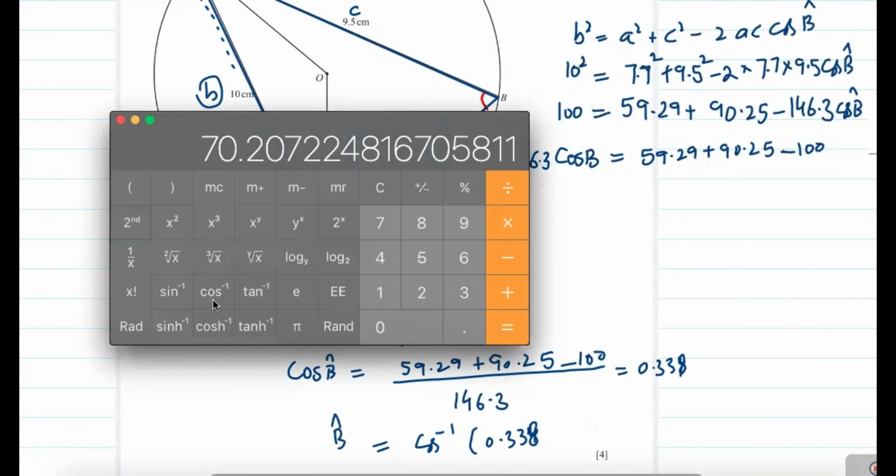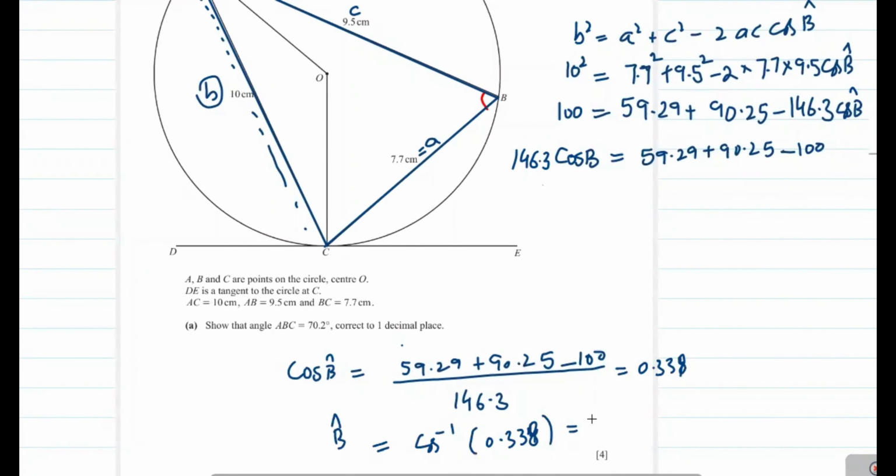Now we take the cos inverse, that value will be equal to 70.2. This is the answer. 70.2 degree is the answer. You can see here, we have proved the angle ABC is 70.2 degree.